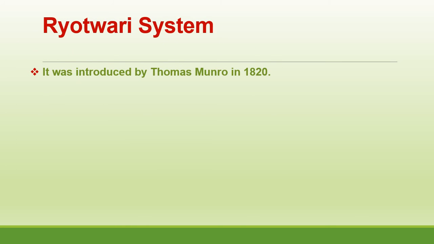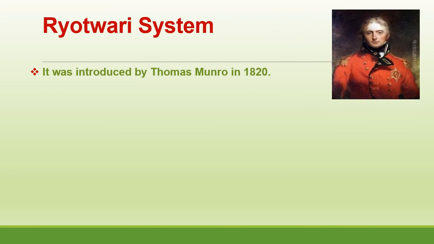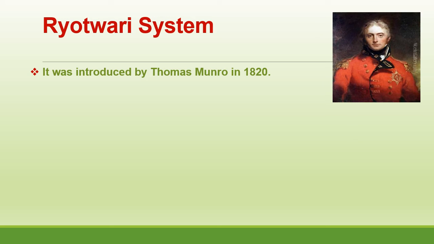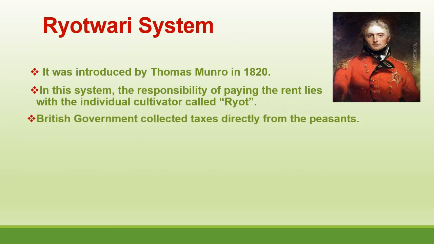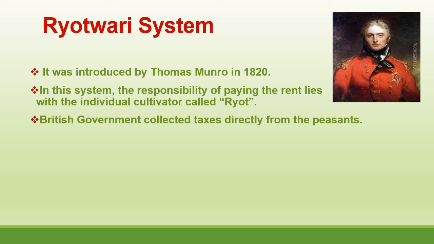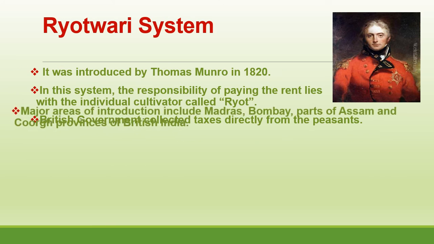It was introduced by Thomas Munro in 1820. It is also known as the Munro policy. In this system, the responsibility of paying the rent lies with the individual cultivator or Ryot. Ryot is actually a Tamil word which stands for the peasants or the cultivators. The British government collected taxes directly from the peasants.